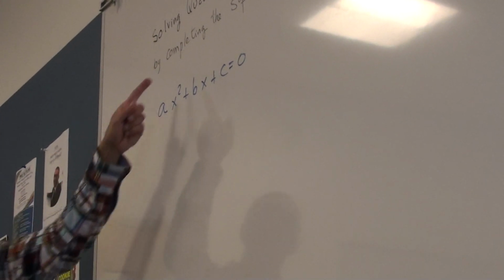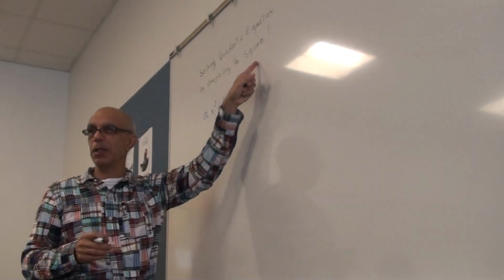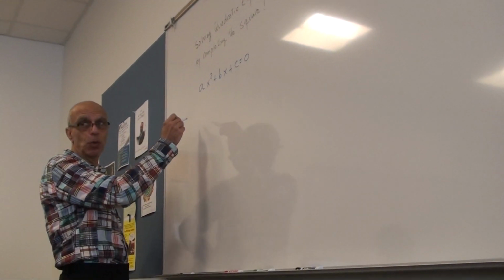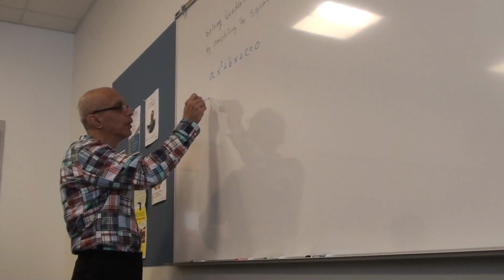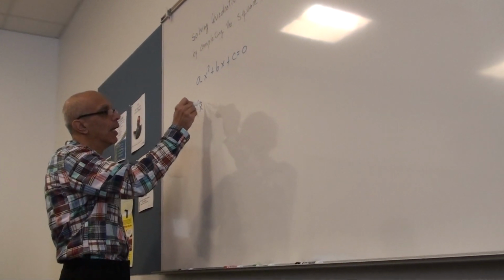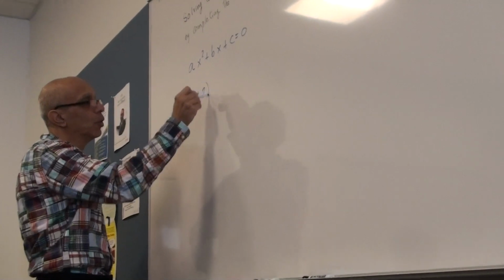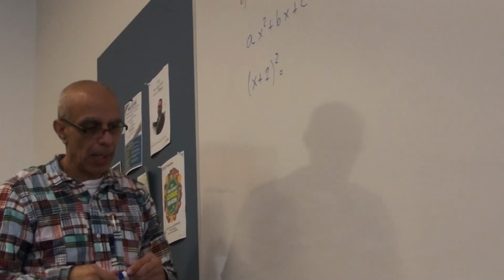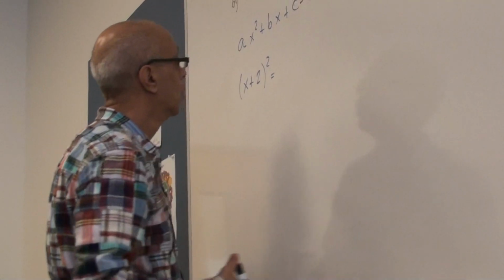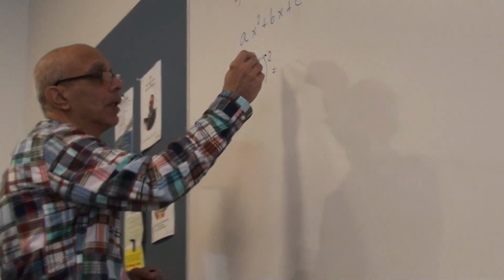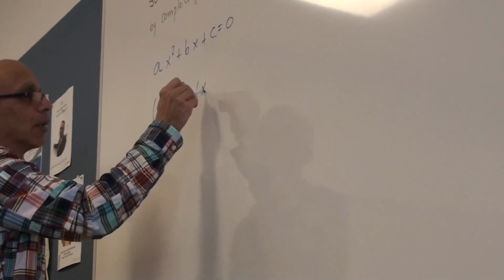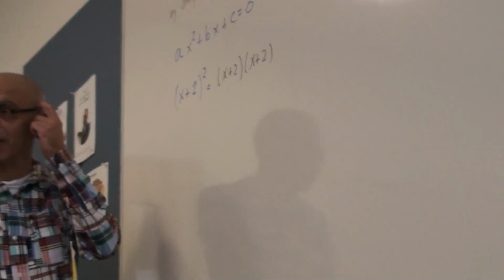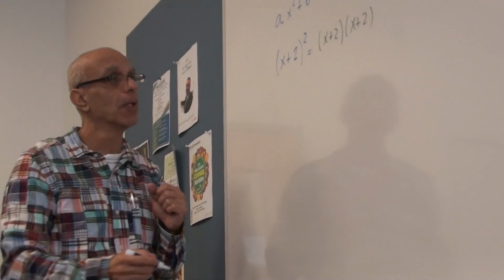Now, when they talk about completing the square, what do they mean by that? They're talking about the square of a binomial. For instance, if I have (x + 2) squared, how do you solve that? (x + 2) squared is going to be (x + 2) times (x + 2), right? And then we apply the FOIL method.